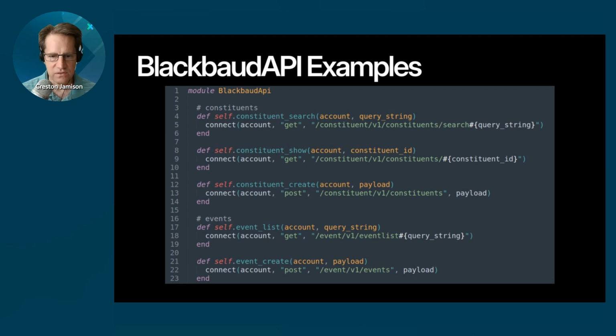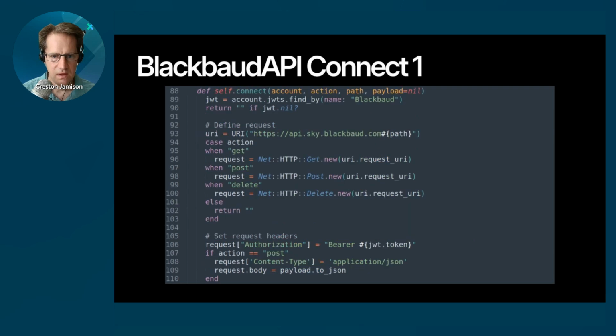So all of our method calls essentially look exactly like this. This is just a brief snapshot of all the different method calls required to create all of that information. Now, what does the connect method look like? Basically, the connect method accepts the account, whatever action, this is a get, post, etc., the path, this is the endpoint that we're looking at in Sky API, and then an optional payload.